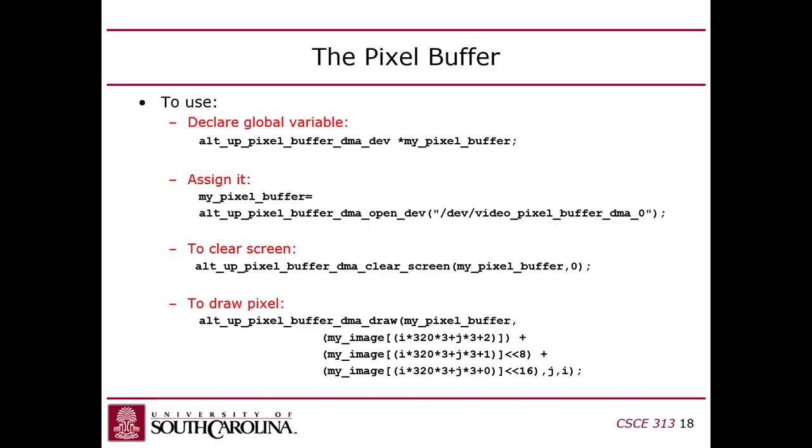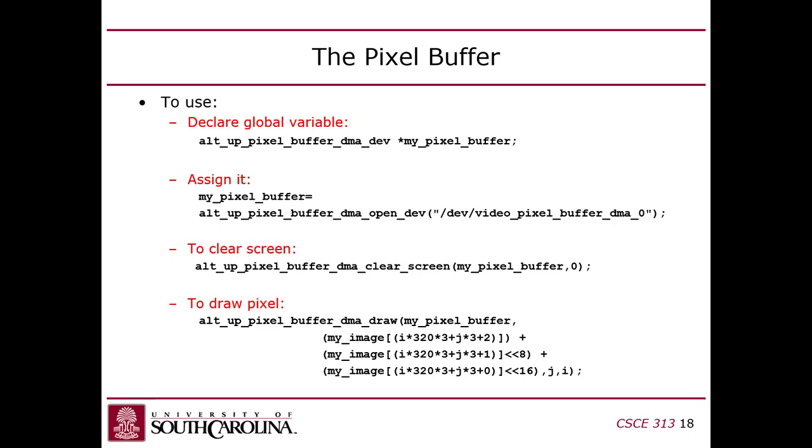Okay. All right, so the pixel buffer is very simple. You have to set it up first in the software. So you declare an alt_up_pixel_buffer_dma_dev star, my_pixel_buffer. That's the handle to the pixel buffer. It's a device handle. By the way, you might say, why do you need that? If you were writing this in an object-oriented language, you would just declare an object of type pixel buffer, and then there would be methods of that object that allow you to paint pixels. But we're not using C++, we're using C, and so this is generally how things work in a non-object-oriented language. Instead of having an object, you have a pointer that points to something.